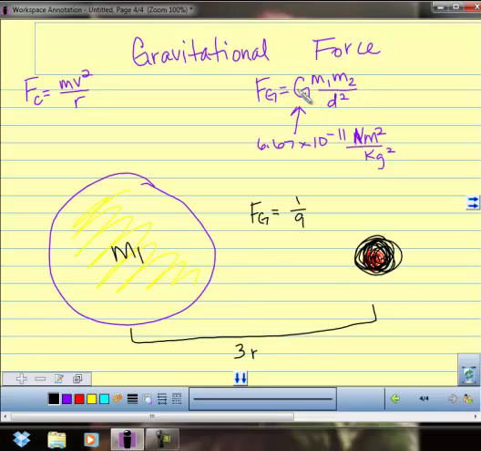So it's really important to understand that the farther away it goes, the much less that gravitational force is because of the squared aspect of the distance. But as the masses increase or decrease, it has a direct relationship with that gravitational force.